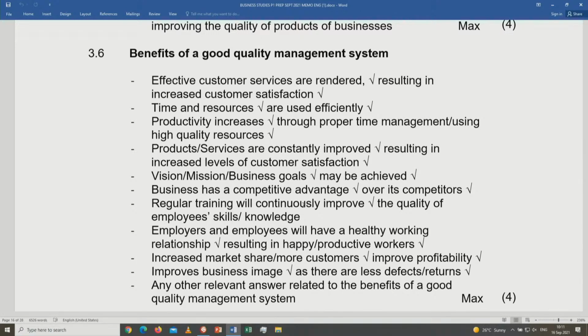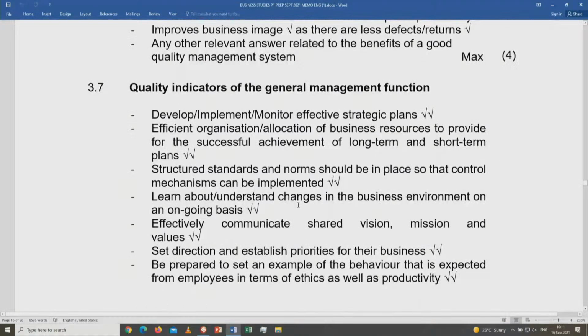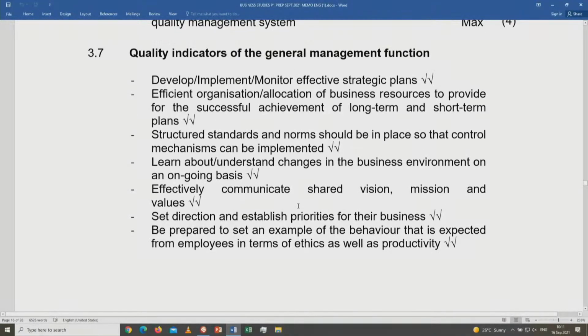And again, coming to 3.7, I think 3.7. The verb there that has been used, you must take note of that because it says suggest. And remember, we said with a verb such as that one, it means mark allocation will come at the end of the response. You can see on the memo there that the response comes at the end.